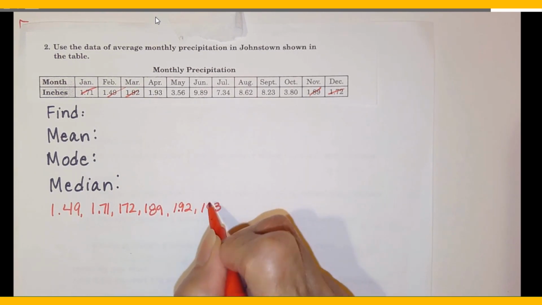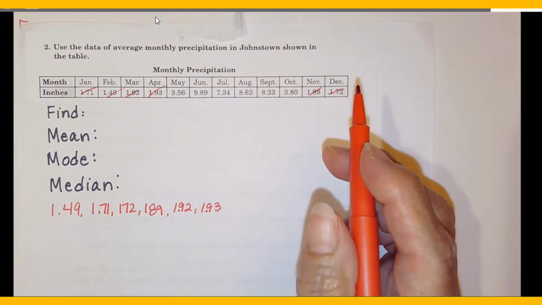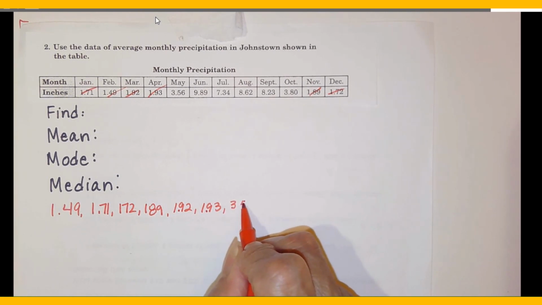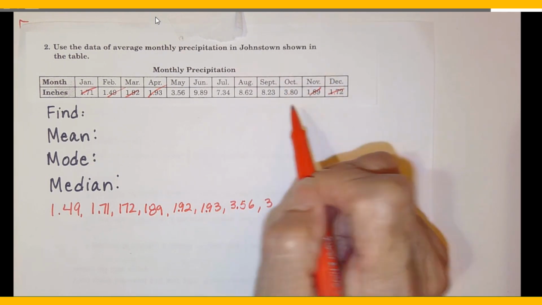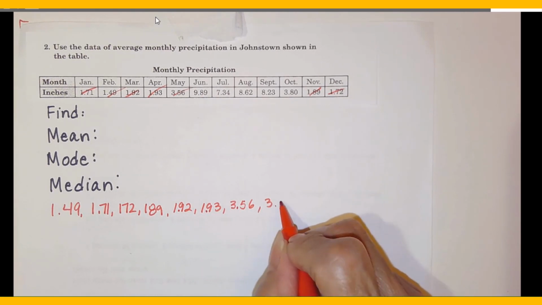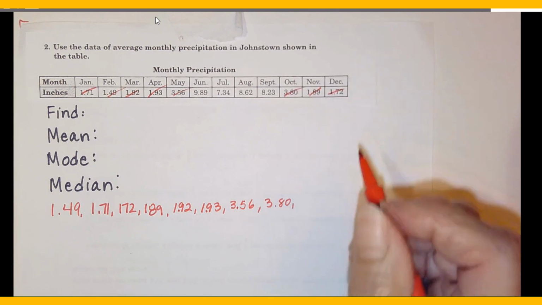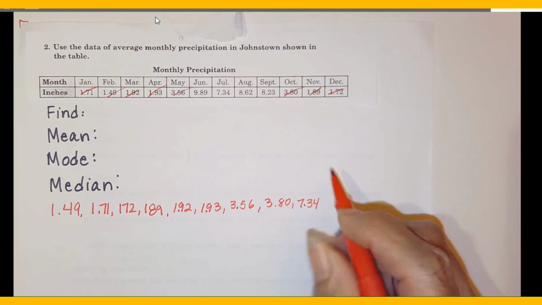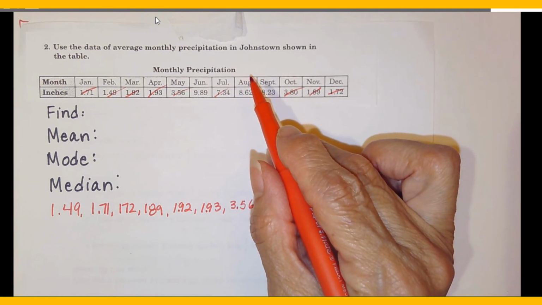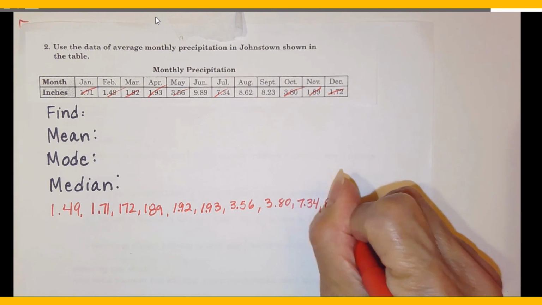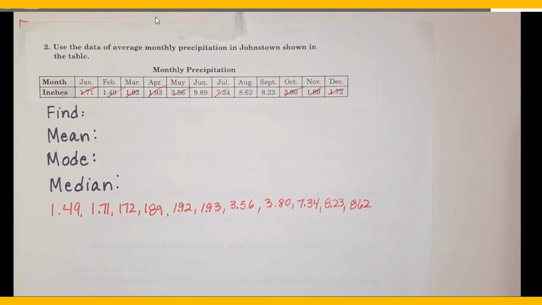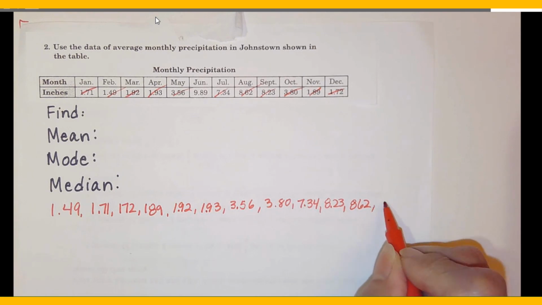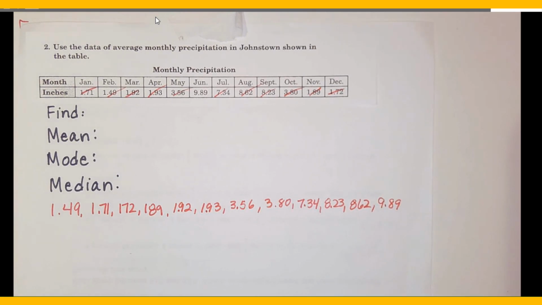Oh, and these are decimals. Remember to put those points, or else we'd get a different answer. 3.56, 3.80, 7.34, 8.23, 8.62, 9.89. All right, that's a lot of numbers, but it's easy.